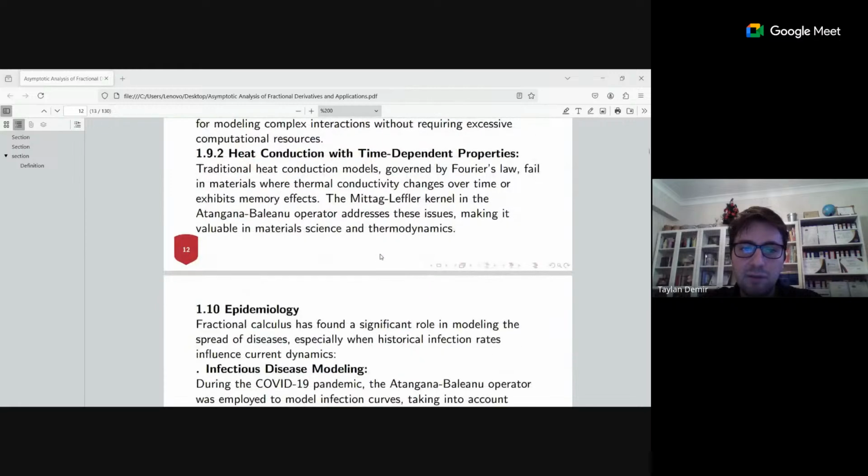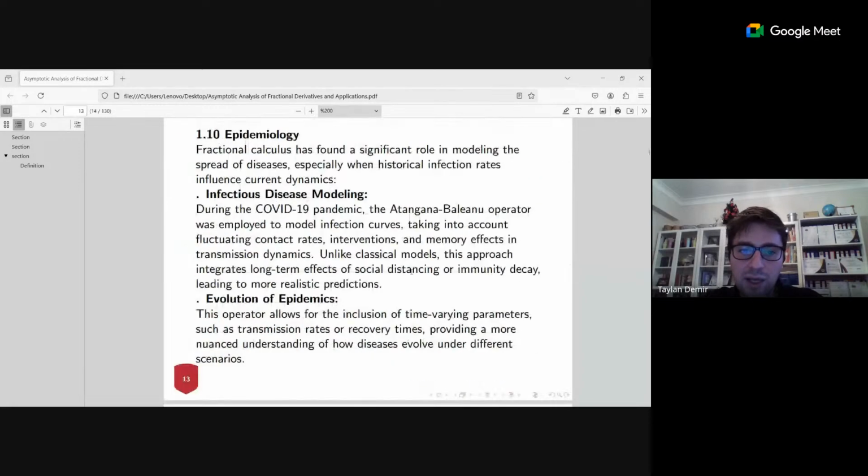And why can we apply the fractional Atangana-Baleanu operator to heat conduction with time-dependent properties? Because traditional heat conduction models governed by Fourier's law fail in materials where thermal conductivity changes over time or exhibits memory effects. And in epidemiology, Atangana-Baleanu fractional operators and other definitions of fractional operators can be adapted to this problem.